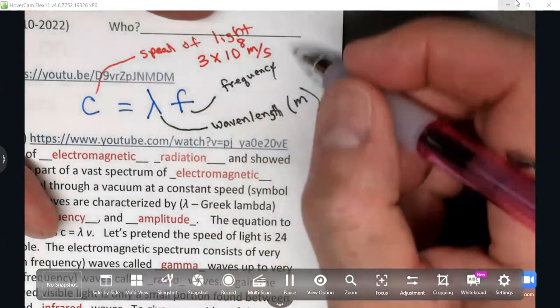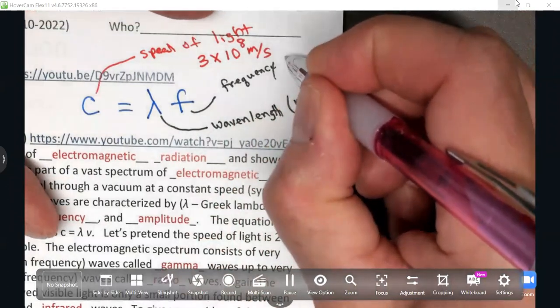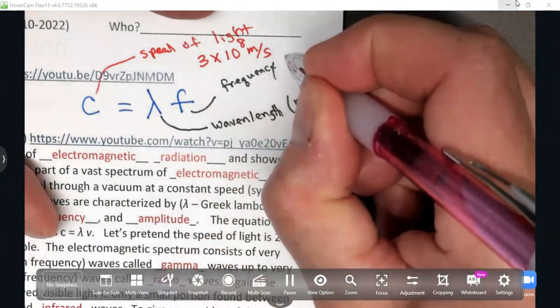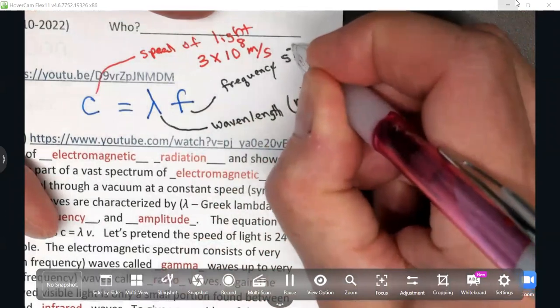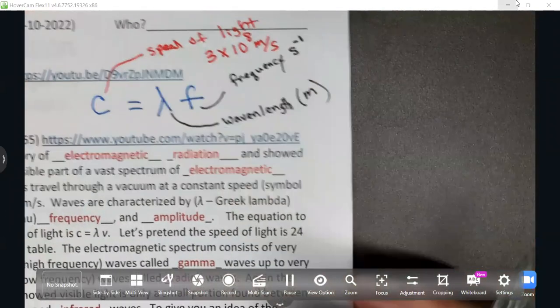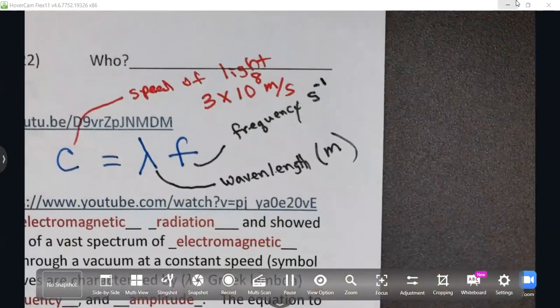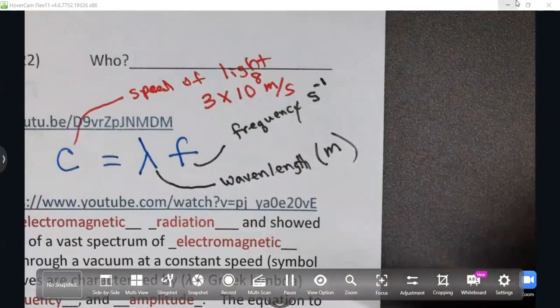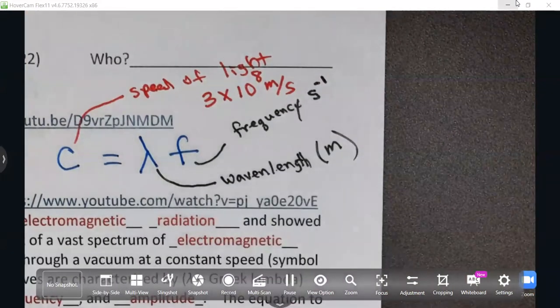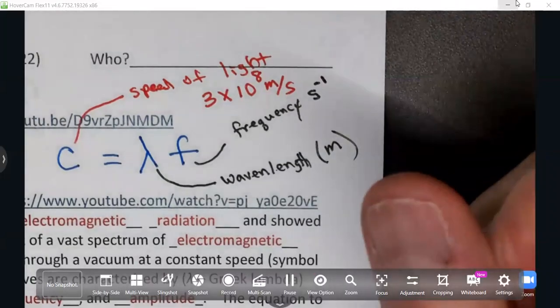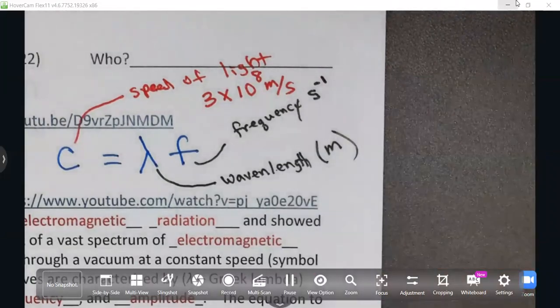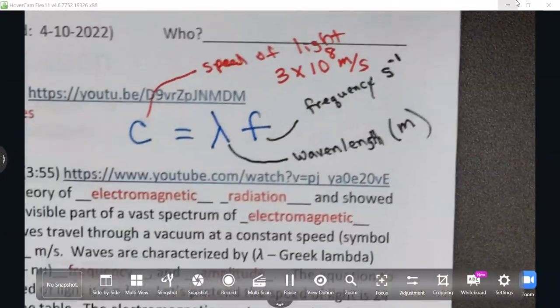Now, for frequency, you're going to see this unit. It is actually hertz, but what is a hertz? s to the -1. It's 1 over seconds. So make sure these are the units you have. So you're going to use c is equal to lambda f a lot. We're going to do it on this first page.